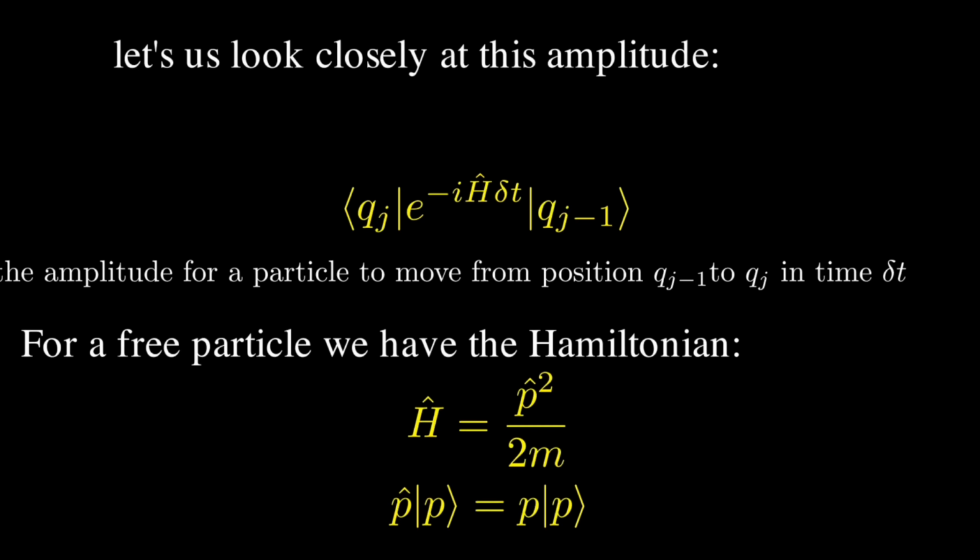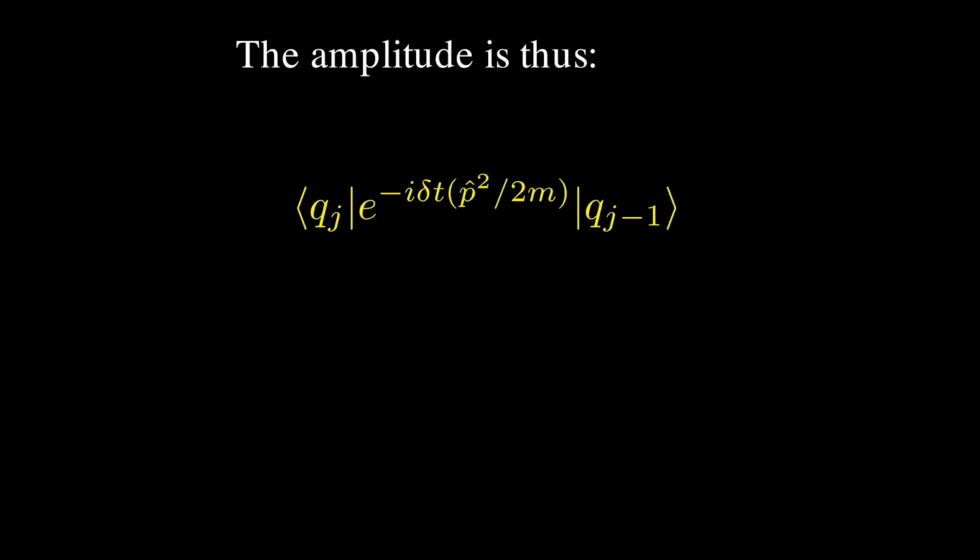Okay, so far so good, and now let's go further with the simplification. So this unit amplitude can now be written as the following: qj and then e to the minus i delta t. Now we insert, instead of the Hamiltonian, the kinetic energy of the free particle, which is p hat squared over 2m.